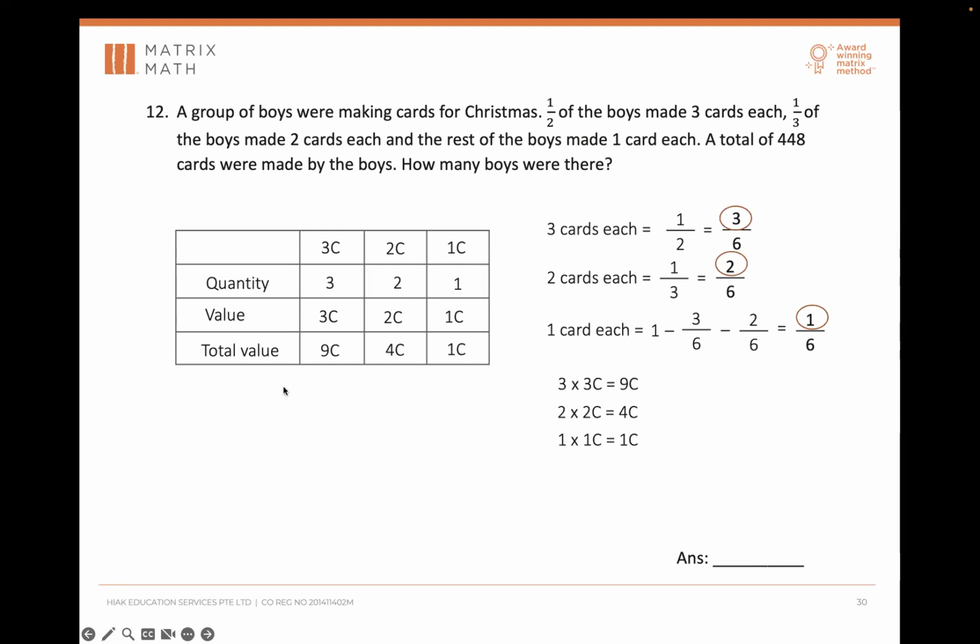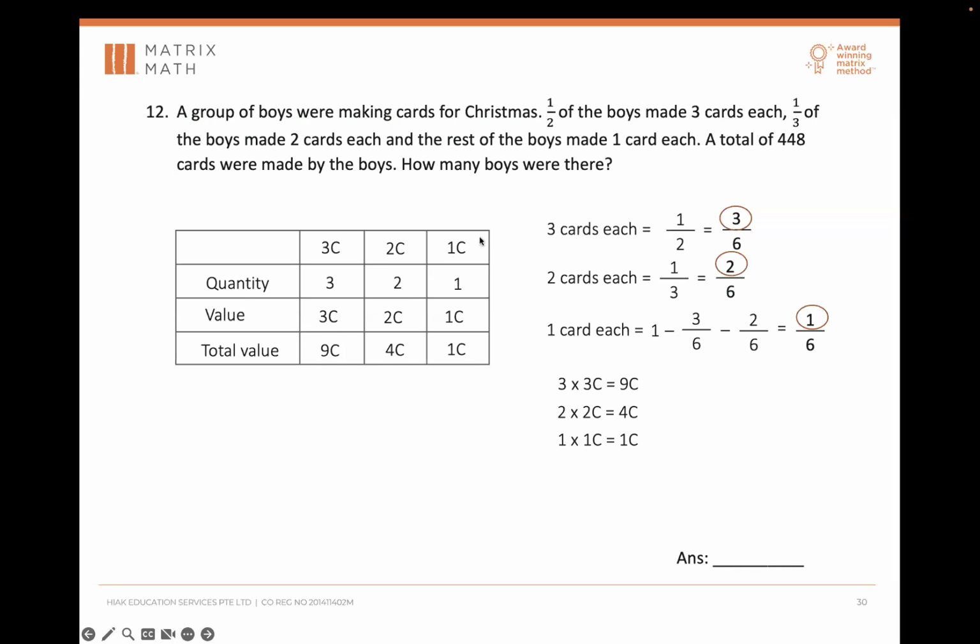So what does this table tell you? This table tells you 1 group, meaning you can imagine that the boys and the cards are organized in groups like this. In every group, there'll be 3 boys that make 3 cards each, 2 boys that make 2 cards each, and 1 boy that makes 1 card. So in 1 group, they'll be producing 9 plus 4 plus 1, 14 cards. So there are many groups of boys organized in this way. Okay, so this is what this table is about.